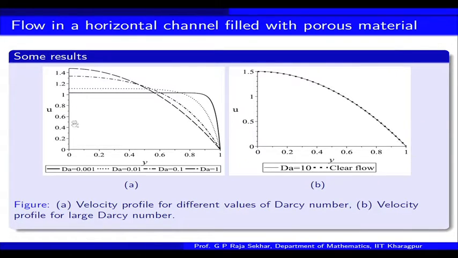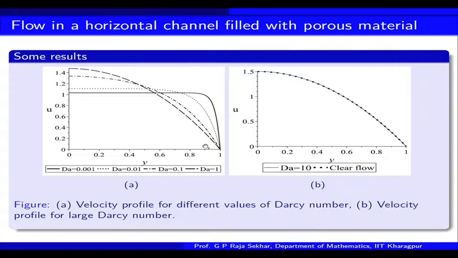This is only one portion we are showing. If you increase the Darcy number, then you expect more flow. You see the velocity is increasing, and towards the boundary it is meeting the no slip. Further you increase, then the velocity at the center is increasing. And further if you increase, you are almost reaching the fully developed clear flow channel.